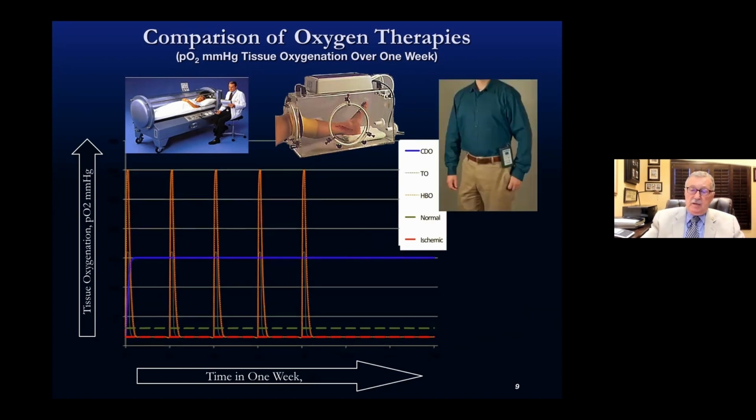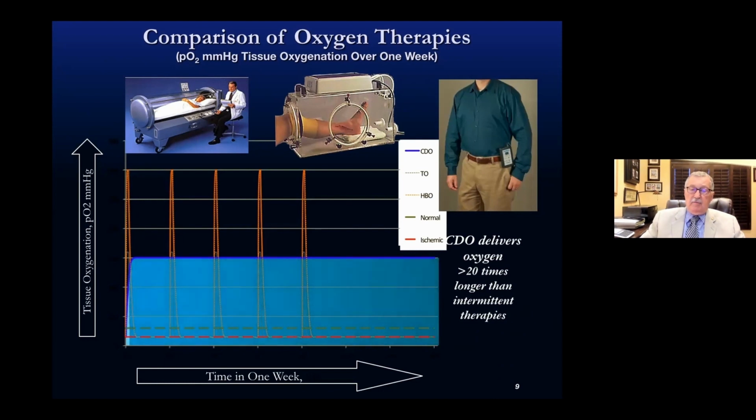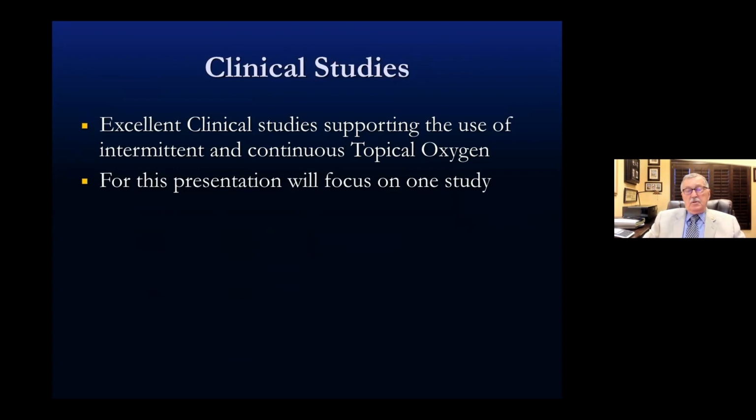With the continuous diffusion, because you have continuous delivery of oxygen, you have 20 times longer exposure to oxygen than the intermittent therapies. There are very excellent clinical studies supporting each of the oxygen delivery systems. For this presentation, because of the time allotted, I'm going to go through just one particular study. But again, there are excellent studies supporting each of the systems.